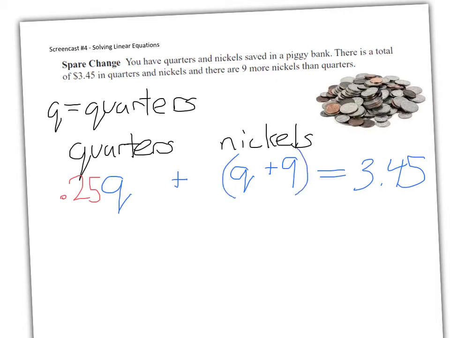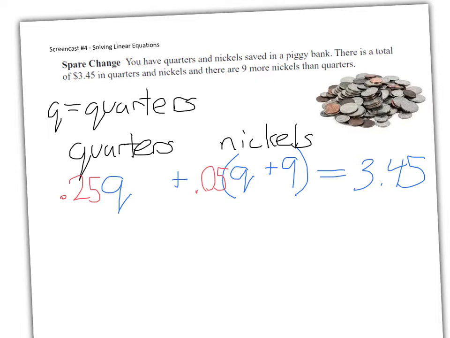Well, let's put parentheses around this. Q plus 9 represents the number of nickels. Remember, Q plus 9, that entire expression, which is why I put in parentheses, represents the number of nickels we have. And just like we multiplied the number of quarters by 0.25, we're going to multiply the number of nickels not by 0.25, but by 0.05. And keep in mind, do not use 0.5. That would represent 50 cents. You want 0.05, which represents a nickel.